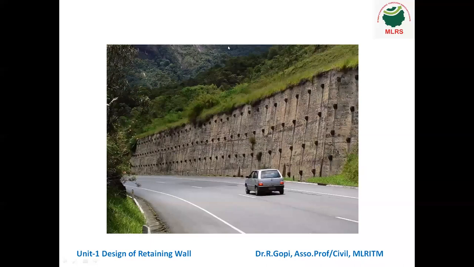Now here you can see, students, this is a highway passage. This portion is called the retaining wall, and also you can see the surcharge. The surcharge is not purely horizontal; there is some inclination. This angle is called theta, the surcharge angle. From this picture you can clearly understand what the surcharge and the surcharge angle are. You can also see the height of the retaining wall.